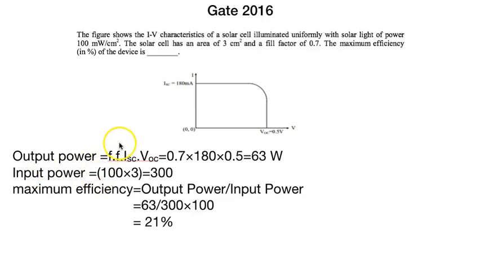This was a question which appeared in GATE 2016. It is shown that Isc and Voc are given. If both are given, along with an input voltage, we can calculate that.